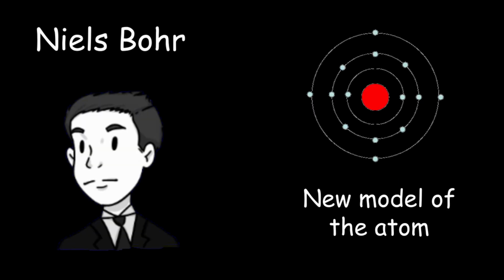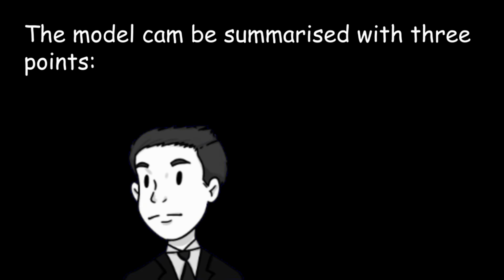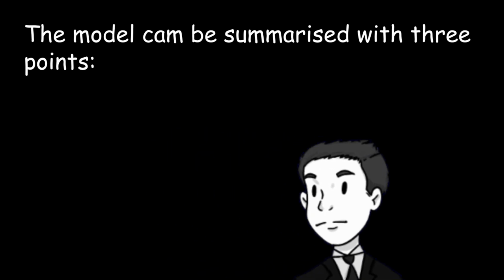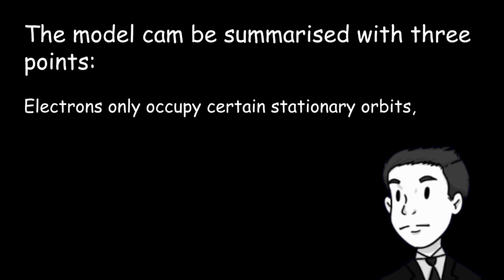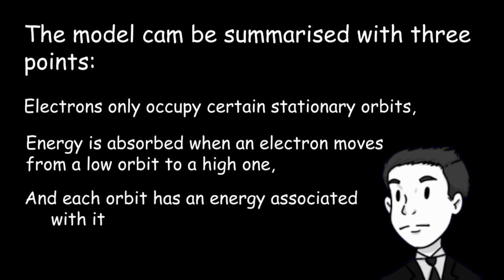Wow! Niels Bohr was a student of Rutherford's. He developed a new model of the atom and proposed that electrons are arranged in circular orbits around the nucleus. The model can be summarized with 3 points. Electrons only occupy certain stationary orbits. Energy is absorbed when an electron moves from a low orbit to a high one, and each orbit has an energy associated with it. Hey, that's pretty good.